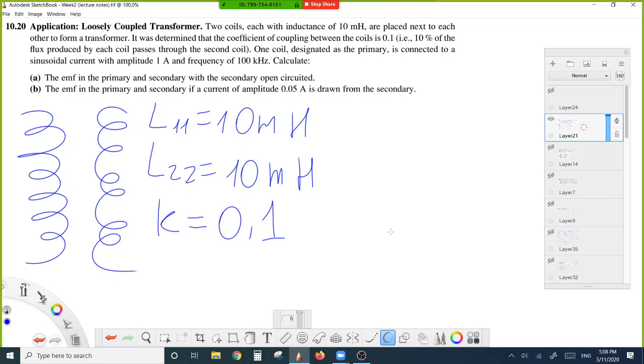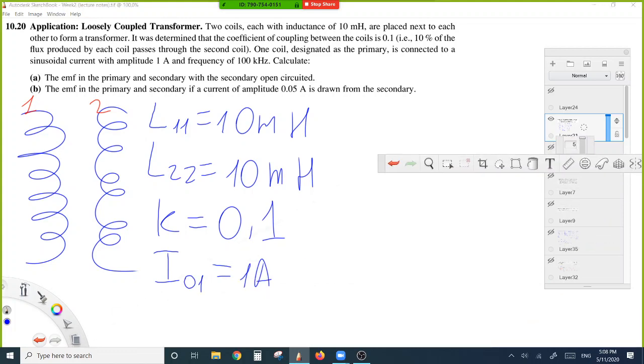One coil, designed as the primary, is connected to a sinusoidal current with amplitude 1 ampere and frequency of 100 kilohertz. The first coil is the primary coil, the second coil is the secondary coil. Let me call the amplitude of current in the first coil I01, which is 1 ampere, and the frequency of the current is 100 kilohertz.